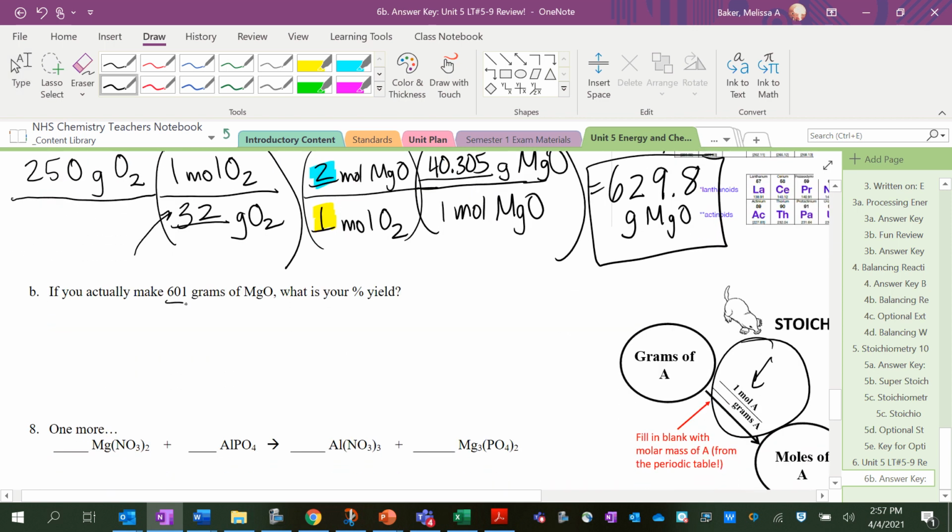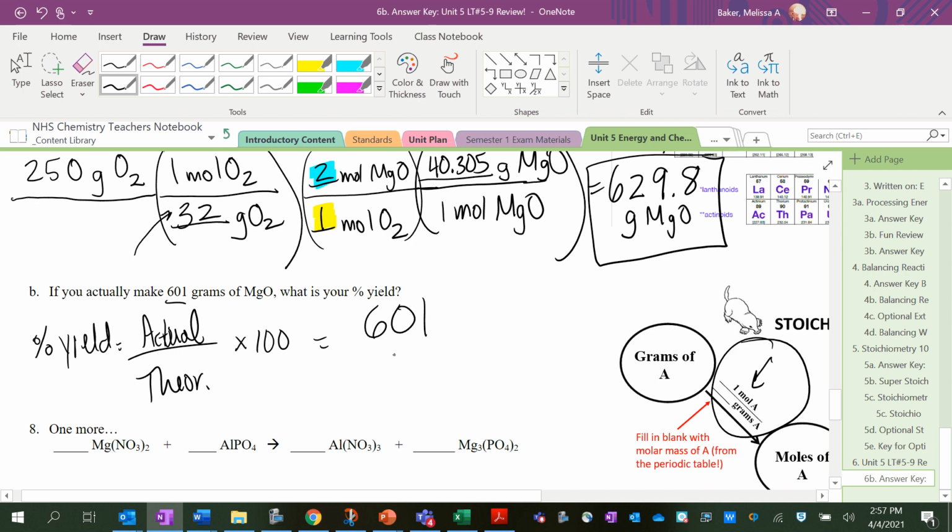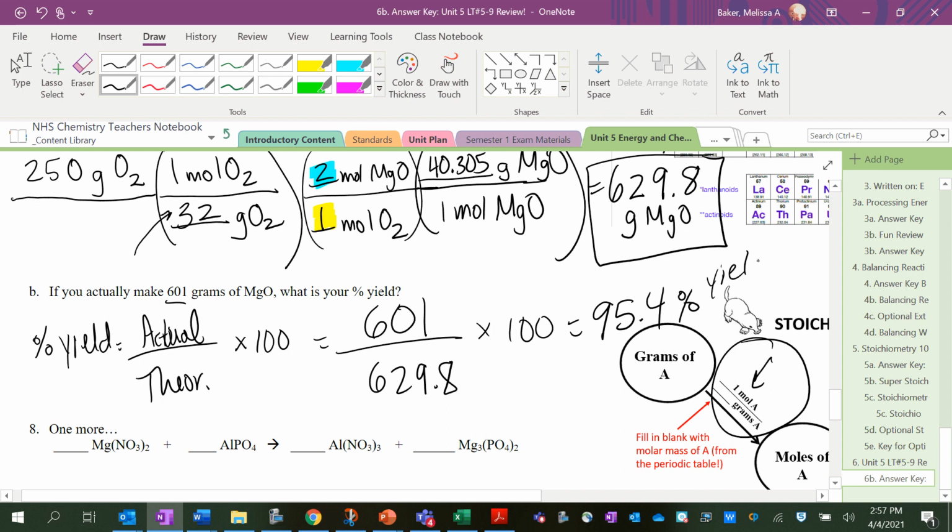So what if you actually make 601 grams? The percent yield is your actual yield divided by your theoretical, times 100. So we actually made 601 grams. We were supposed to make 629.8 grams. So how well did we do here? 601 divided by 629.8 times 100 is 95.4% yield. Not bad, that's an A.